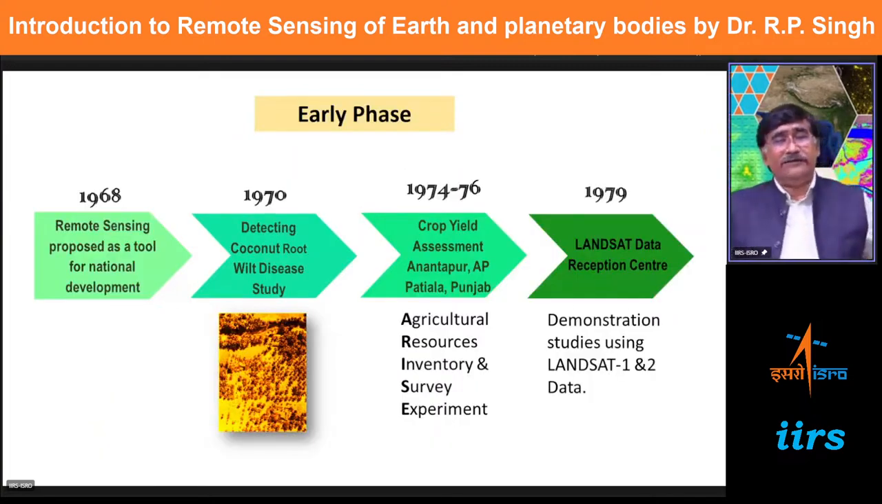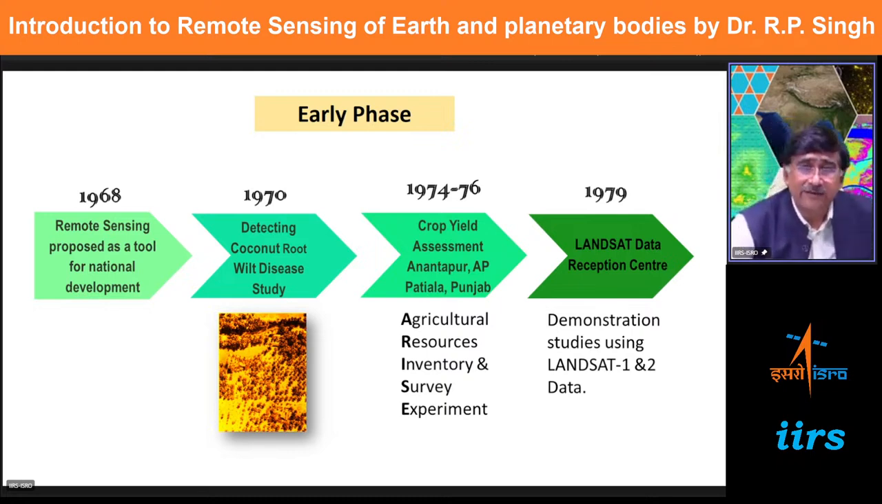We started quite early, in 1968 itself, and remote sensing was proposed as a tool for national development. Later on, we conducted an experiment on coconut root wilt disease through airborne sensors. And these experimentations yielded crop yield assessment and application-oriented programs.